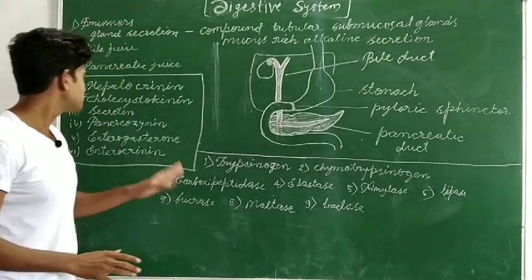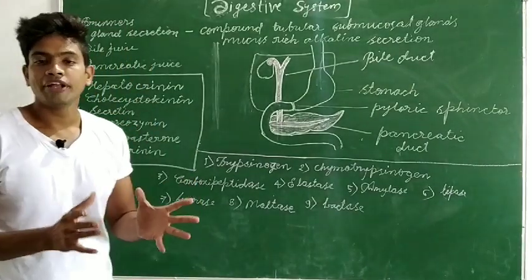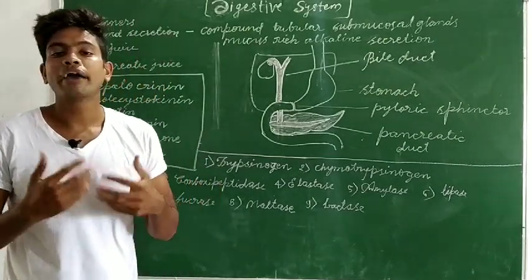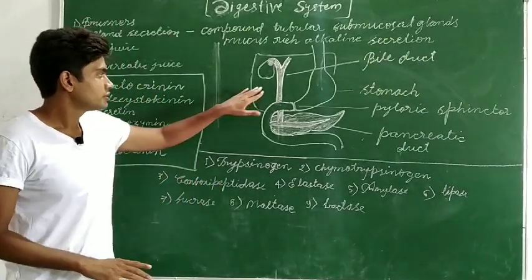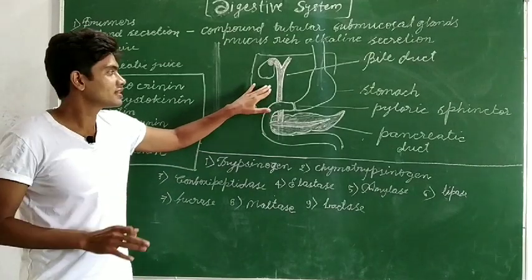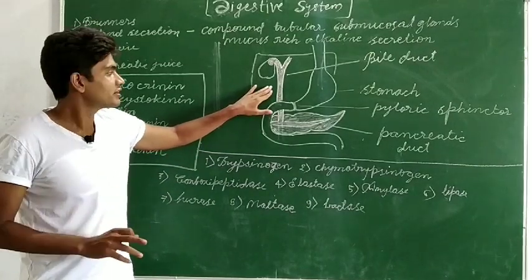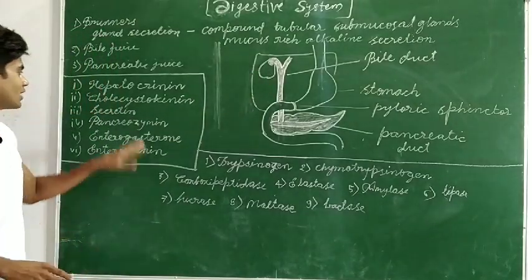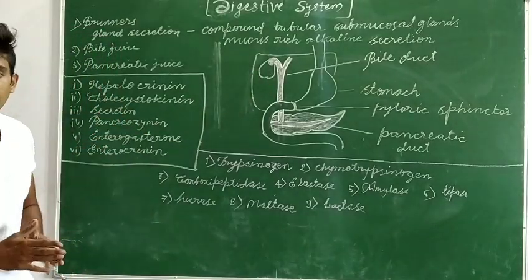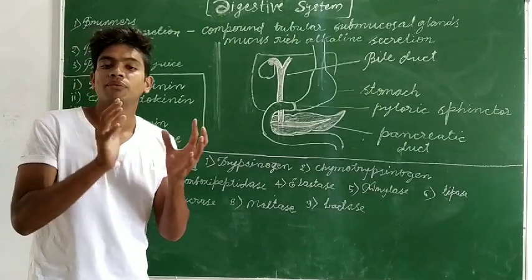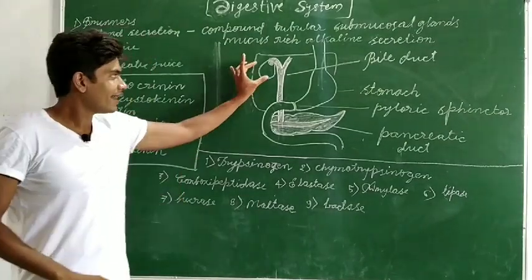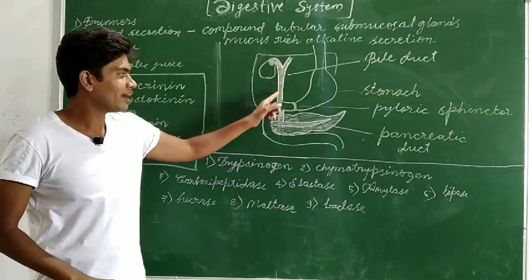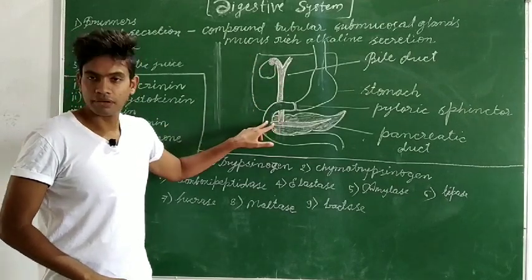Let's see. So first we have hepatocrinin. Hepatocrinin stimulates the liver to secrete bile juice. Now see, the bile juice is actually produced by the liver, and it is stored in the gallbladder. Now the second hormone, cholecystokinin, contracts the gallbladder, so that when the gallbladder gets contracted, the bile juice flows through the bile duct and reaches the duodenum.